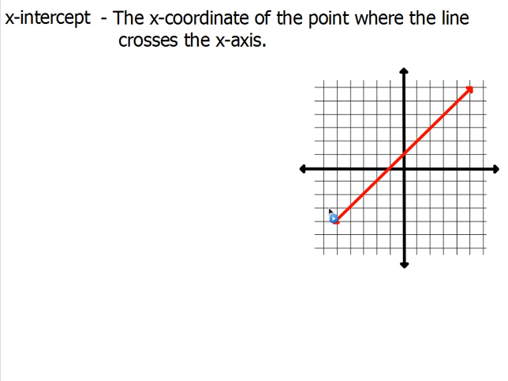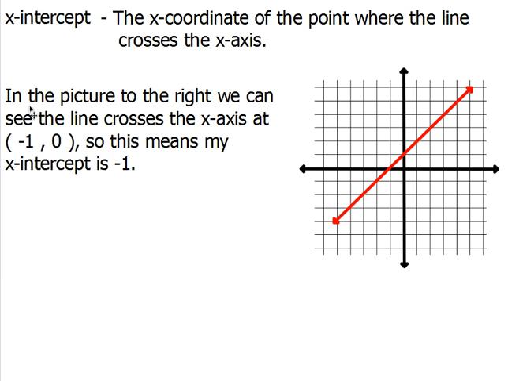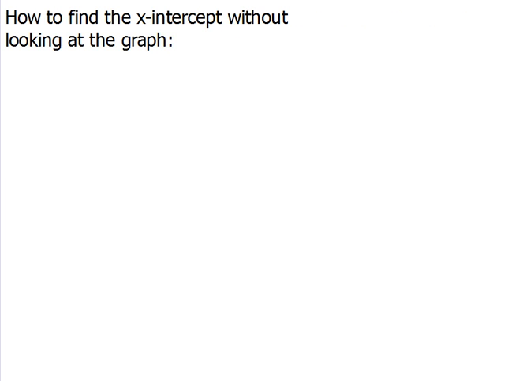So right here, wherever that crosses the x-axis, we notice that it crosses the x-axis at -1. In the picture to the right, we can see the line crosses the x-axis at (-1, 0). So this means my x-intercept is -1. Again, the x-intercept is just wherever the line crosses the x-axis. Since it crossed at -1, that means my x-intercept is -1.